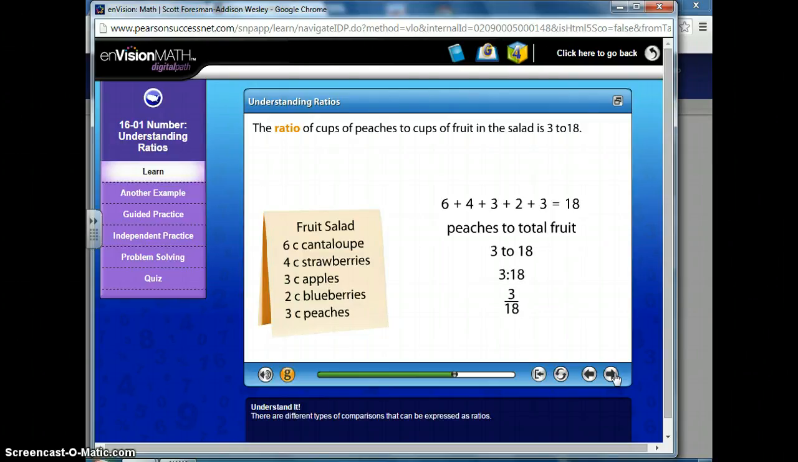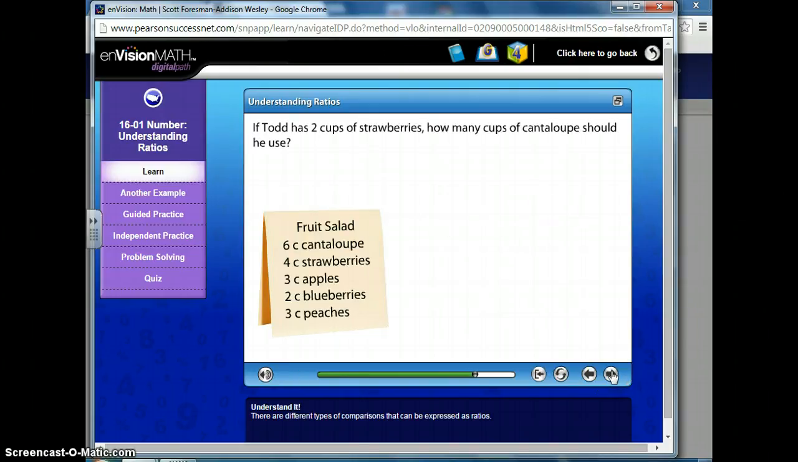The ratio of cups of peaches to cups of fruit in the salad is 3 to 18. What could you reduce this ratio to? We said 1 to 6. This ratio reduces to 1/6. If Todd has 2 cups of strawberries, how many cups of cantaloupe should he use?